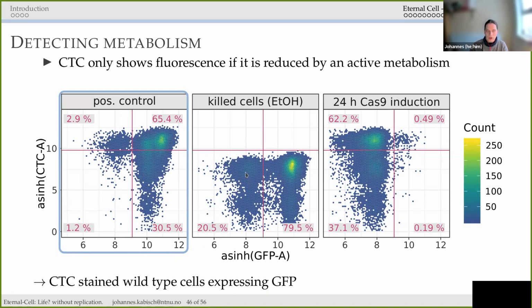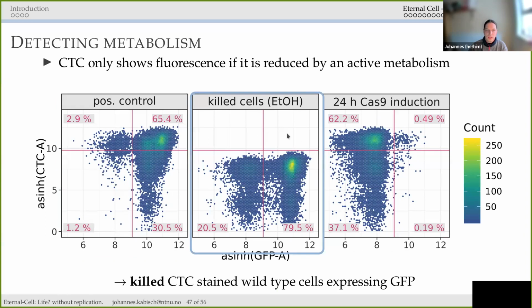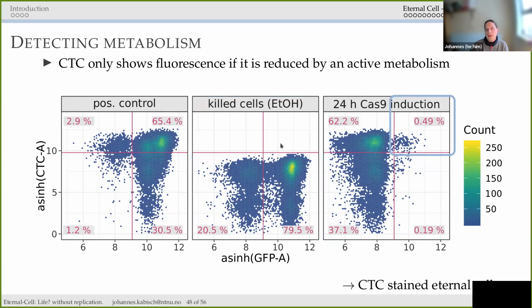So we then did our negative control, which is just kill off the cells. So this is why we know everything above here is alive. And then we did our experiment again and could, with this, get an indication that it seems that our eternal cells at least seem to have some kind of metabolism. What we, of course, could not do here is any time course, so we don't know what is happening over time.